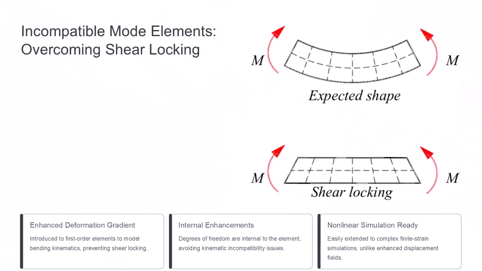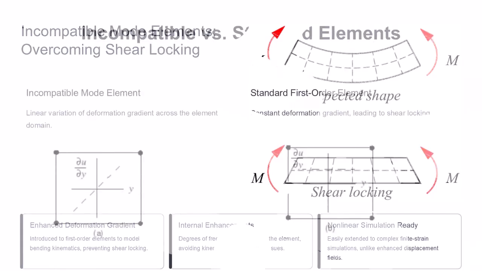First, we'll look at incompatible mode elements. They modify the deformation gradient inside a first order element so that bending is captured correctly and shear locking is greatly reduced. These extra modes are internal to the element, so they don't break kinematic compatibility and they work very well even in nonlinear finite strain simulations.